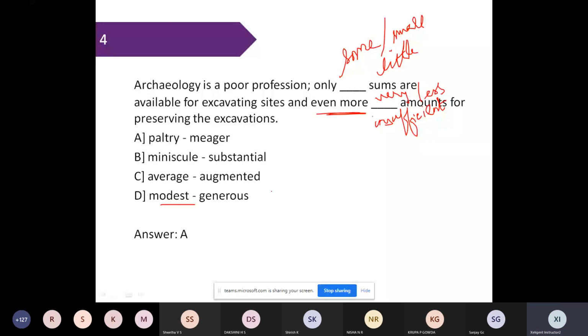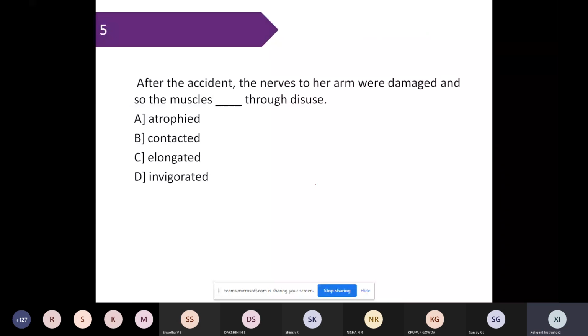Next, fifth question. After the accident, the nerves to her arm were damaged, and so the muscles blank through disuse. What is a guess word?